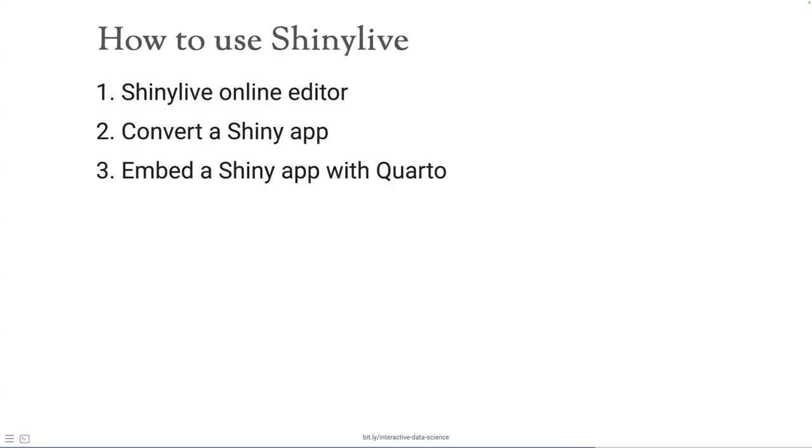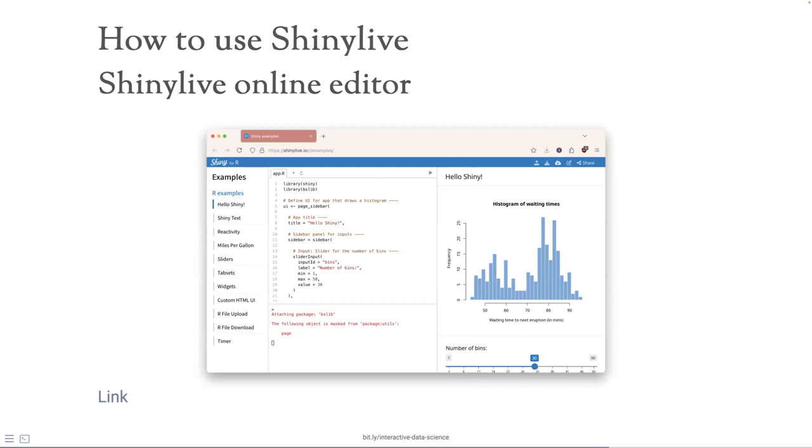In terms of how to use ShinyLive, you have three options. One is the ShinyLive online editor. The second is you can convert a Shiny app that you've created traditionally. And the third is you can embed a Shiny app with Quarto. There is an online ShinyLive editor for R and for Python. So let's open this up.